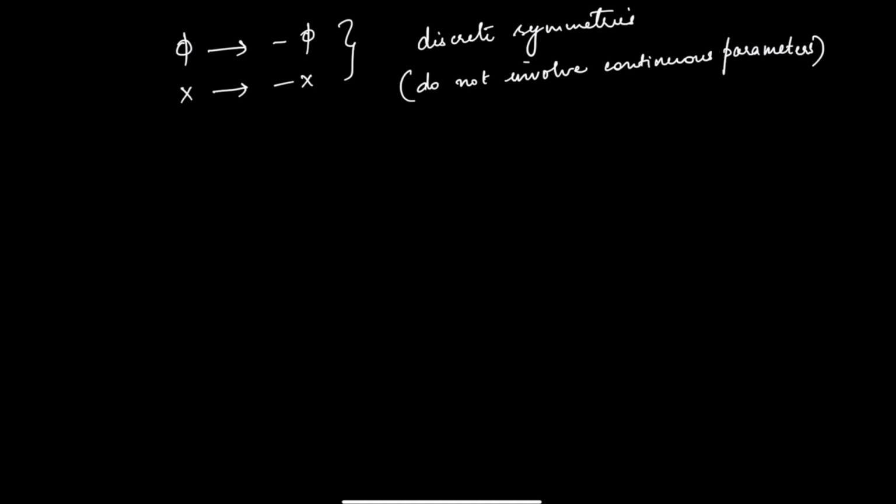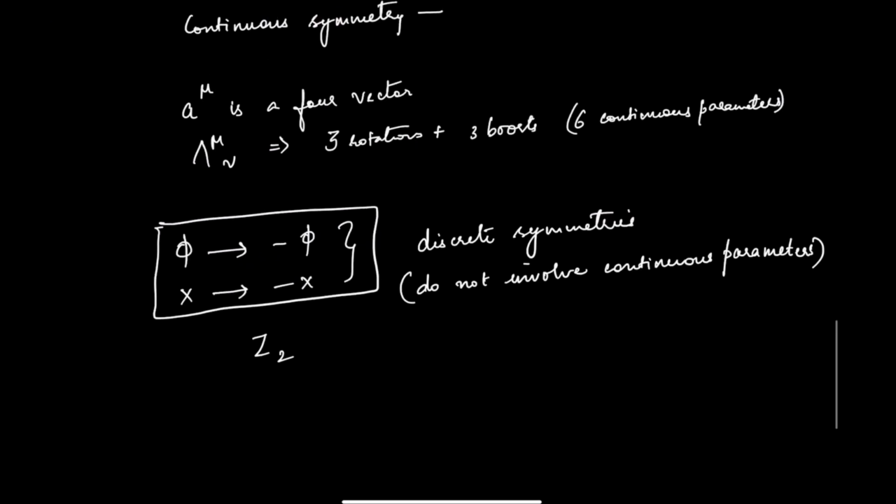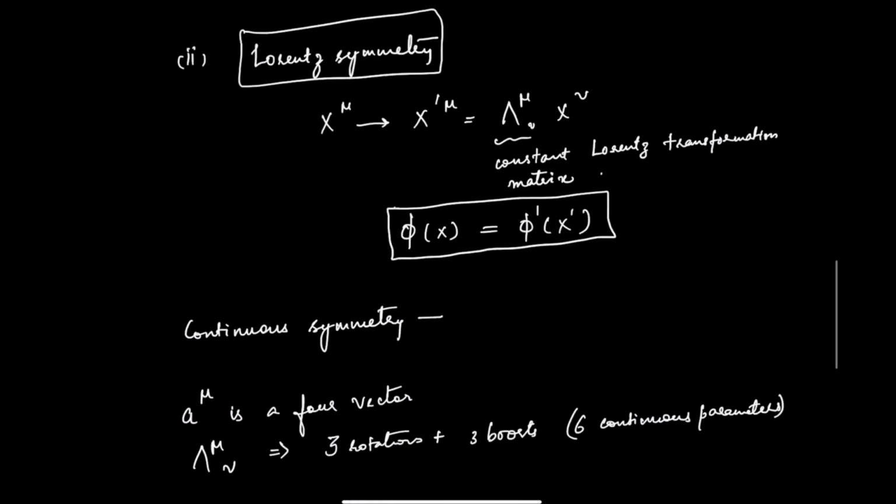Now both of them are also called Z2 transformations, which means if you do the transformation twice, then it will go back to identity. So such transformations are also known as Z2 transformations. Now symmetries can be classified into continuous or discrete depending upon whether you have continuous parameters or not. So that is the gist of this section.